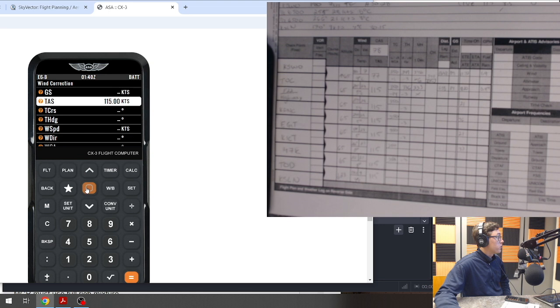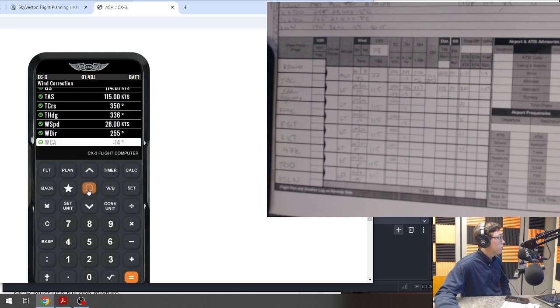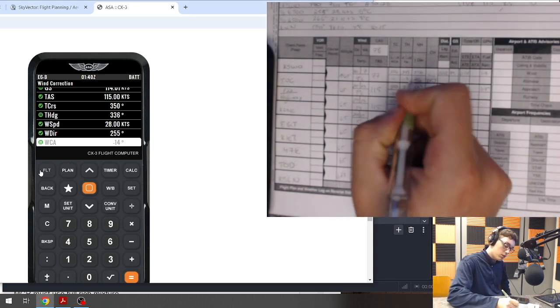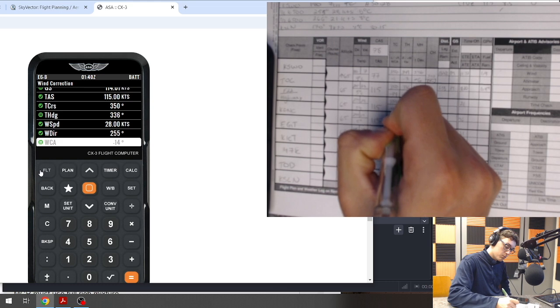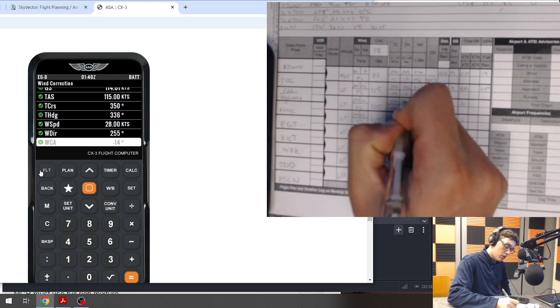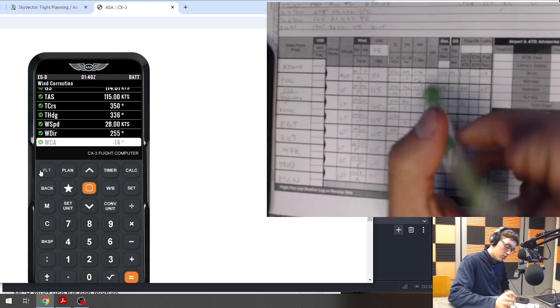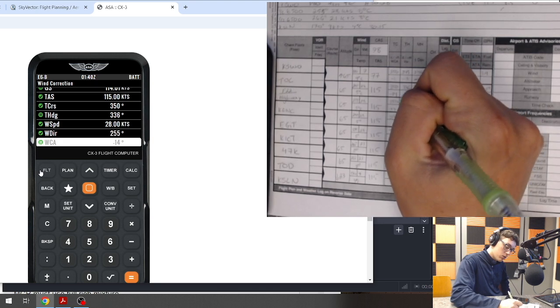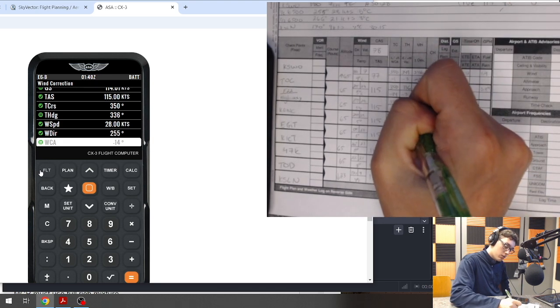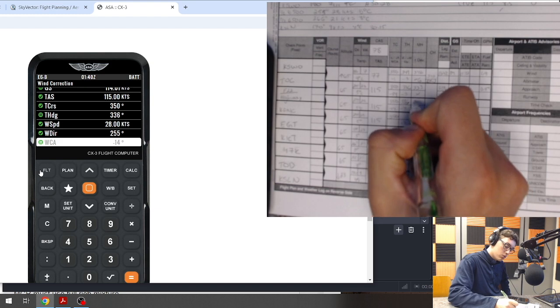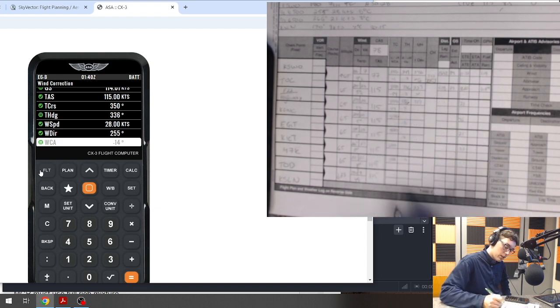Wind correction here, true airspeed 115 knots. True course is going to be the same. Wind speed and wind direction also going to be the same. Wind correction angle of minus 14 gives me 336. Sorry, it's a little weird. 336 minus 3, which is a 333 magnetic heading.